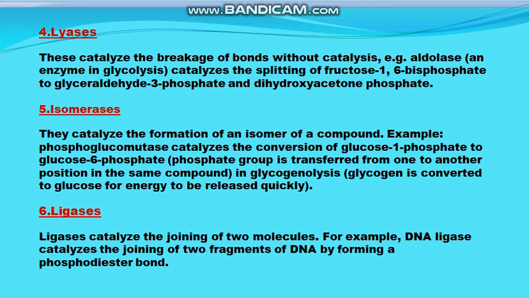Then next comes the isomerases. Isomerase enzymes catalyze rearrangement of molecular structure. So this is isomerase. And the last is the ligases. These enzymes join together two molecules by synthesis of new covalent bonds. Means ligases catalyze the joining of the two molecules. For example, DNA ligase catalyzes the joining of two fragments of DNA by forming a phosphodiester bond. So these are the 6 classes of enzymes. So this is actually the classification of the enzyme.